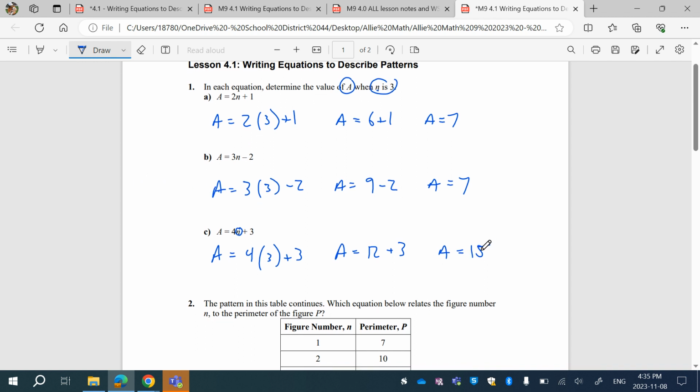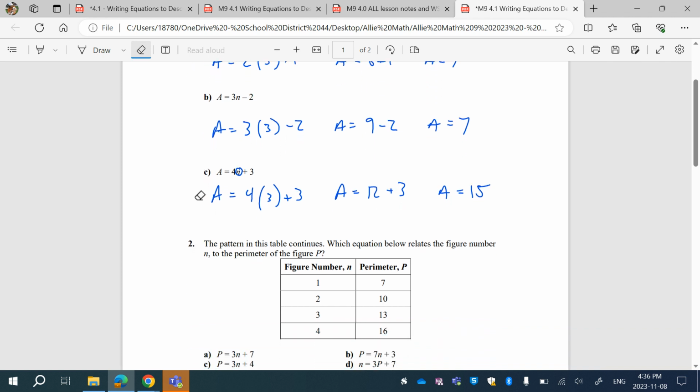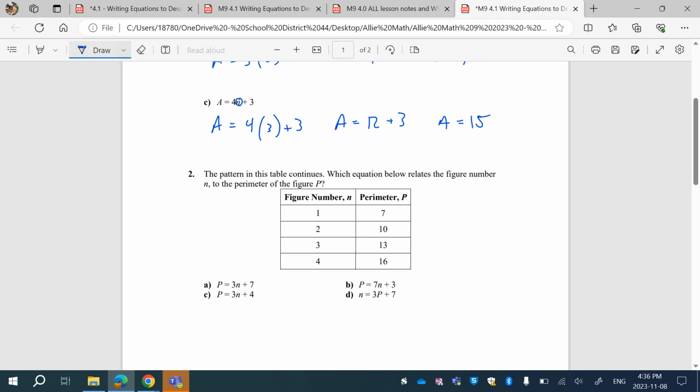You can also put the a back in to see if it's true. So is it true that 7 equals 3 times 3 subtract 2? I mean, yes, it is true that 7 equals 9 minus 2, etc. So you can check if you'd like, just to make sure that you've done all of your calculations correctly. I was stalling there in case I went a little fast and you needed to write things down. So let's move on to number 2.